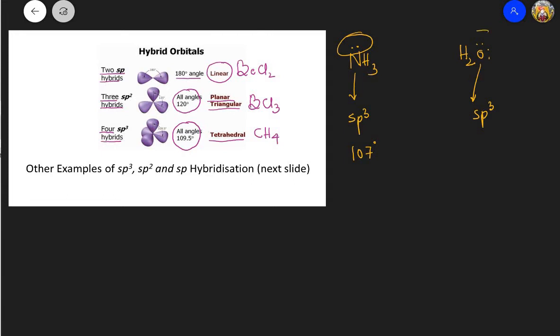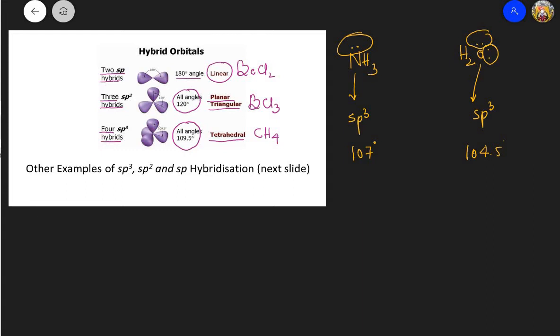But here you can see that there are two lone pairs. This is one lone pair and this is another lone pair, and because of the presence of two lone pairs of electrons, repulsion will be more between these, and as a result we can see that the bond angle is reduced to 104.5 degrees. Thus we can conclude that as the number of lone pairs of electrons increases on the central atom, the bond angle keeps on decreasing, right?